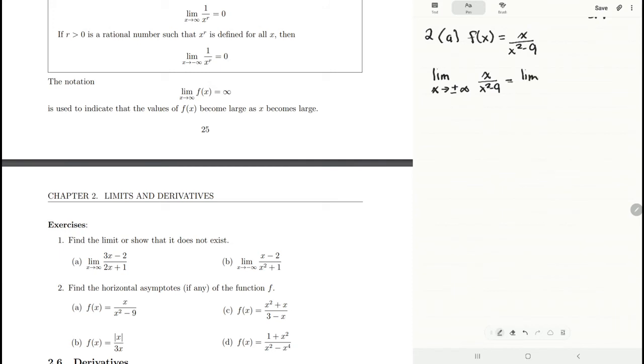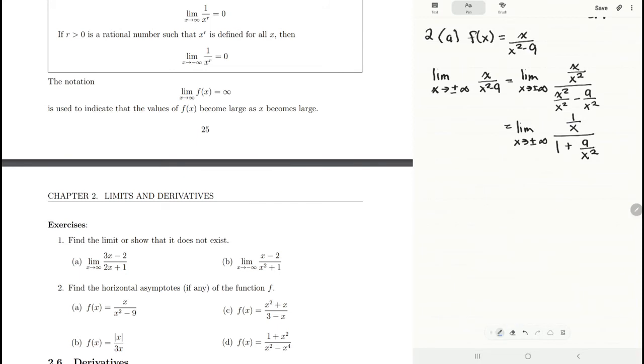So again, we want to look for the highest power in the denominator. And in this case, the highest power is x squared. So we will divide every term by x squared. So now let's simplify. We have the limit as x approaches plus or minus infinity of 1 over x divided by 1 plus 9 over x squared.